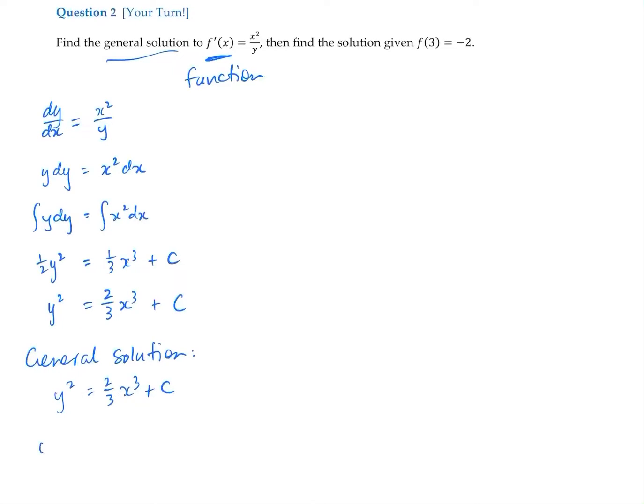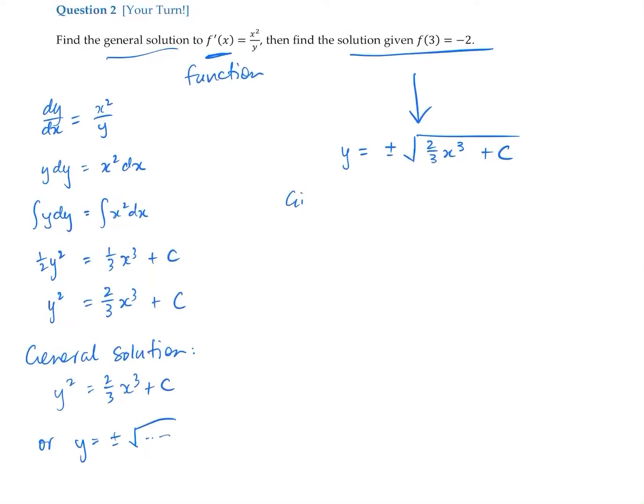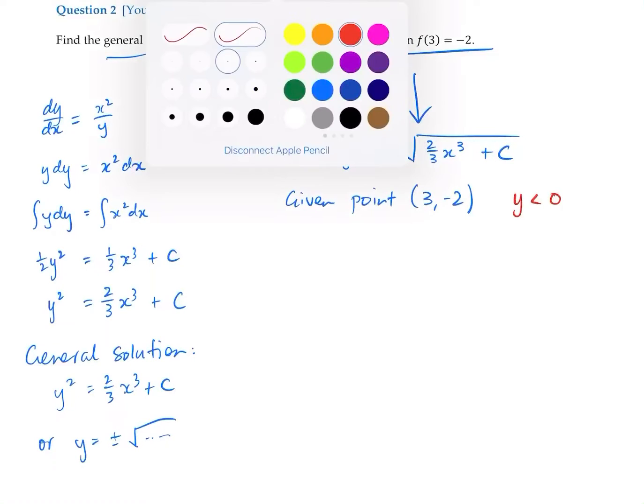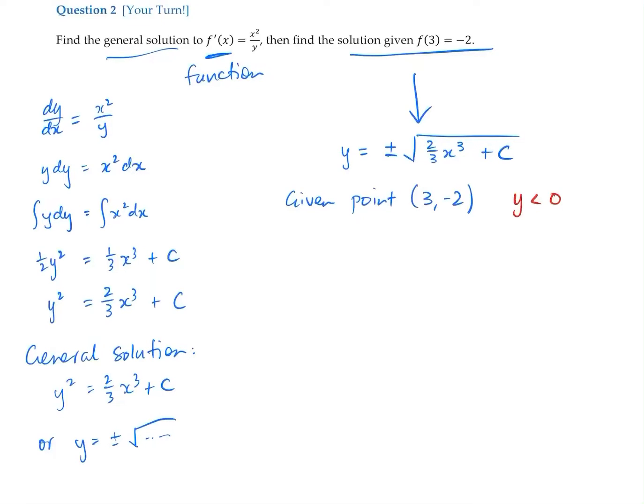Now, of course, the square root of that. Now, the particular solution: well, we have y equals plus or minus the square root of 2/3 x cubed plus c. If you look at the given point 3, -2, this has to be the minus, doesn't it? y is less than 0, and so it must be the minus. The positive branch of this cannot produce a negative value.